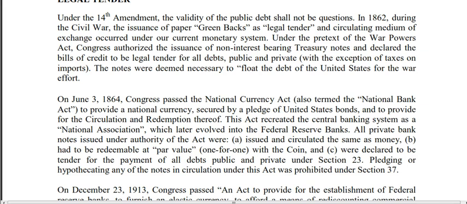On June 3, 1864, Congress passed the National Currency Act, also termed the National Bank Act, to provide a national currency secured by a pledge of the United States bonds and to provide for the circulation and redemption thereof. This act recreated the central banking system as a national association, which later evolved into the current Federal Reserve banks. All private banknotes issued under authority of the act were issued and circulated the same as money, had to be redeemable at par value, 1-for-1 with the coin, and were declared to be legal tender for the payment of all debts, public and private, under Section 23. Pledging or hypothecating any of these notes in circulation under this act was prohibited under Section 37.